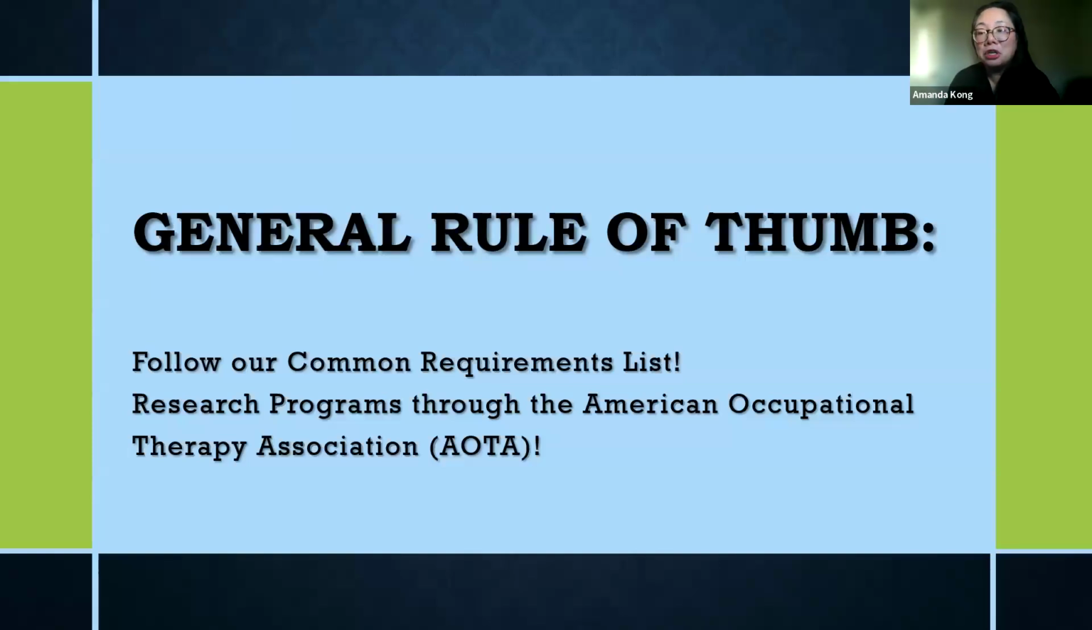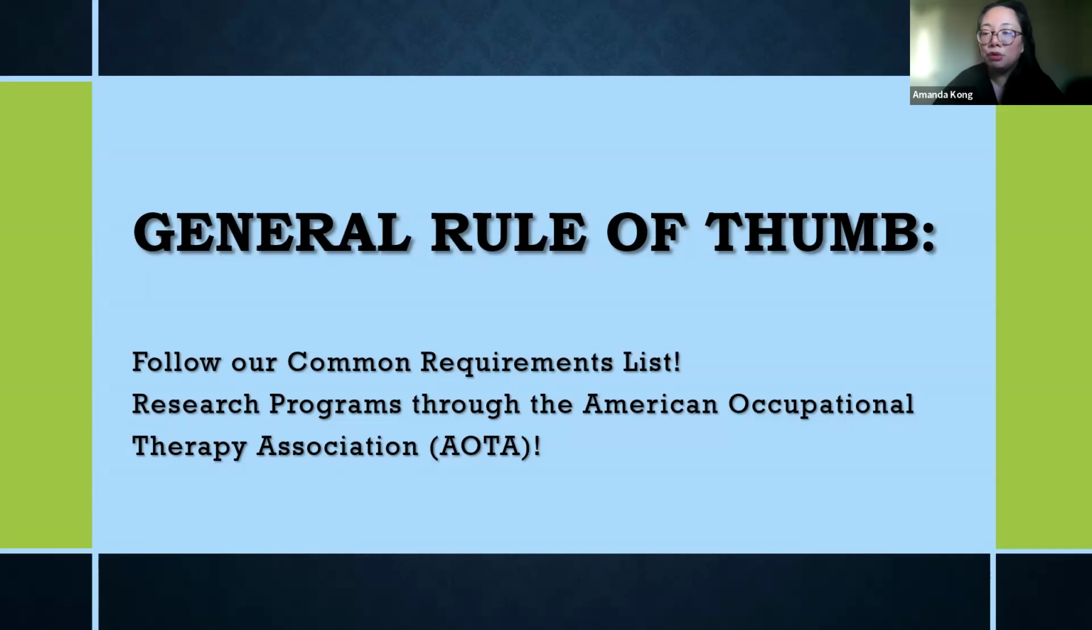Okay, so for a general rule of thumb, follow the common requirements list, right? Again, that's going to get you eligible to apply to about 80 or 90% of programs. Then research programs that you might be interested in through the American Occupational Therapy Association. They have a program directory where you can search by state or by application requirements even, to take a look at some of the programs that will be useful for you or suitable for your needs, will train you to become the kind of occupational therapist you want to be, right?